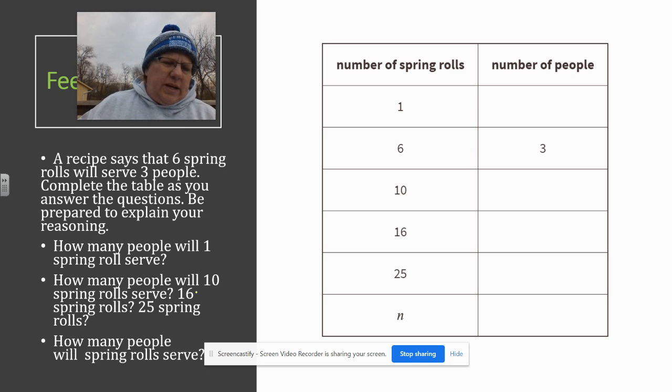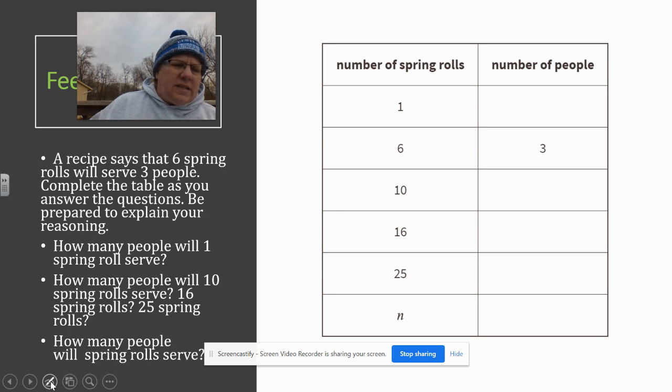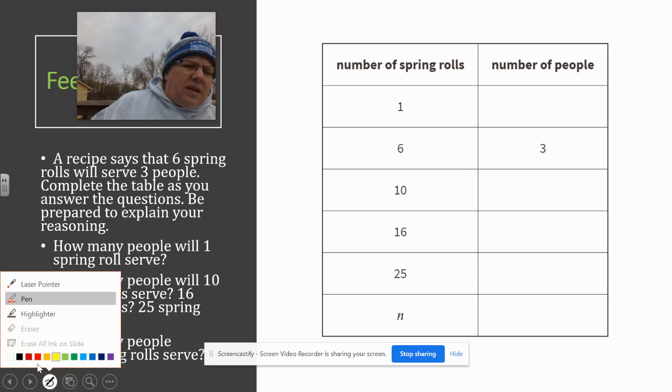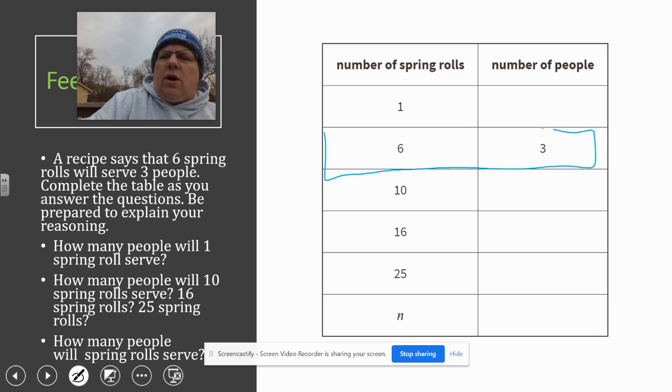So let's look at this one again. So we notice that in this particular problem, I have the number of spring rolls, my x value, is already complete. And so let's look at, switching colors here, all right, and so I have one part of my table is already filled out.